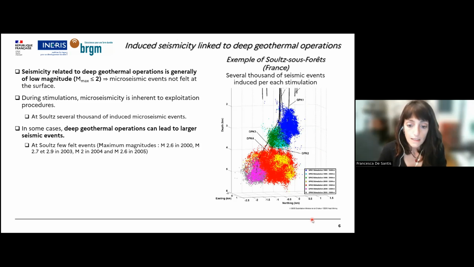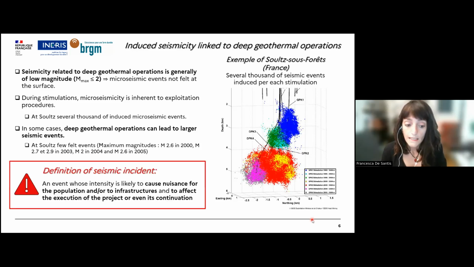However, in some cases, deep geothermal operation can be related to larger events. It has been, for example, also the case in Soultz for some events which have been felt by the local population. In this case, we introduced what we have defined as seismic incidents, which are, for us, seismic events whose intensity is likely to cause nuisance or damage to infrastructure, and which can affect the execution or even the continuation of the geothermal project.